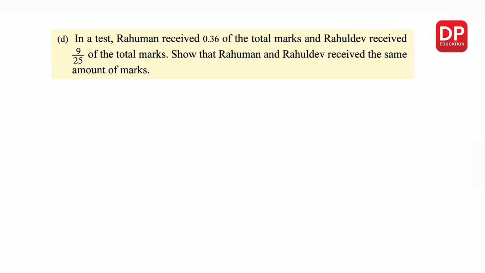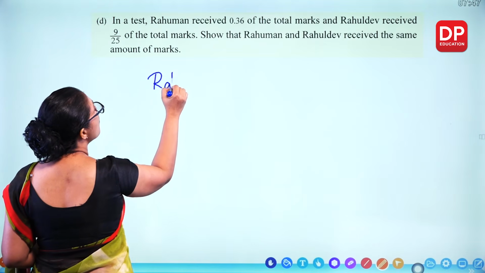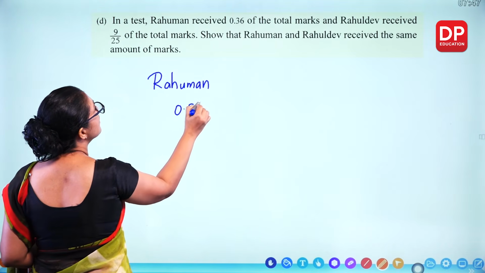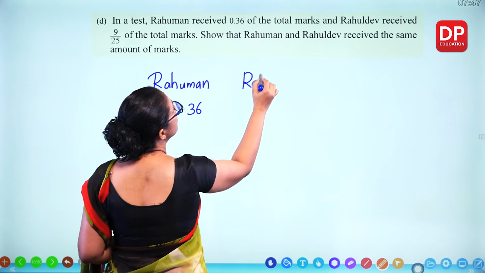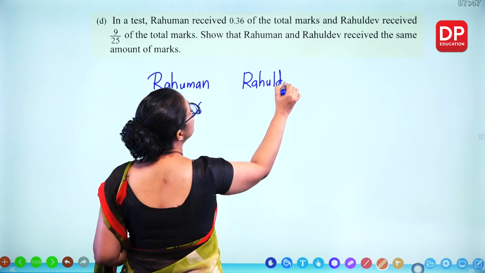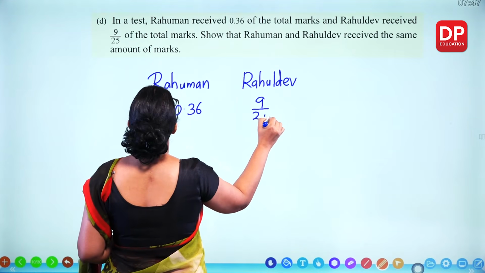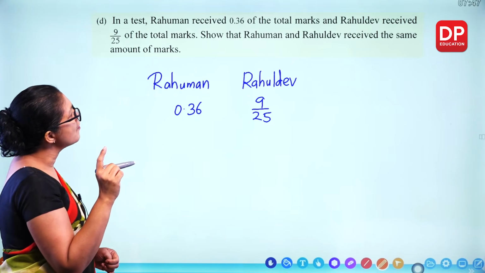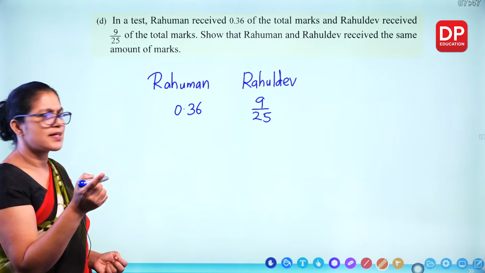Look at this one. In a test, Rahman received 0.36 of the total marks. Rahul Dev received 9/25 of the total marks. Show that Rahman and Rahul Dev received the same amount of marks.